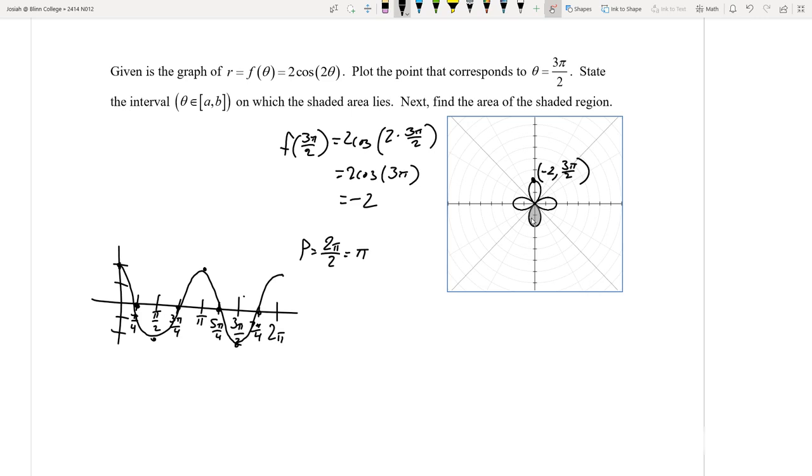So now we need to figure out which of these corresponds with this guy down here. Right, well, we know that we're going from theta equals 0 to theta equals pi fourths. That's a positive r, which means that this is the top half of the right petal.